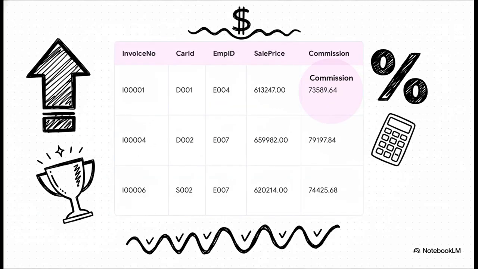All right, our final numbers challenge is all about rewarding the top performers. So by calculating a 12% commission and then using a simple where clause, we can instantly filter our sales data to show only the deals that brought in more than $73,000 in commission. This is such a powerful way to spot your high-impact sales and your star employees.